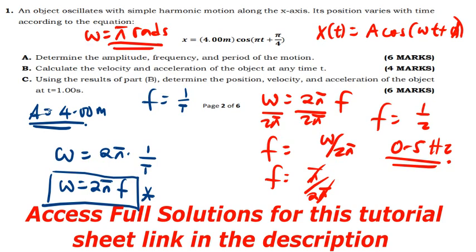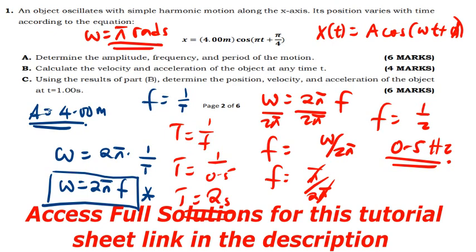Okay. What else are we supposed to know from there? We are also supposed to know how to find the period. So from this formula, I can make T the subject of the formula. So T will be equal to 1 over f. So the period will be equal to 1 over 0.5. So what is 1 over 0.5? 1 divided by 0.5 is 2. So 2 seconds is my period. So you can clearly see that question 1, part A, I have solved it.